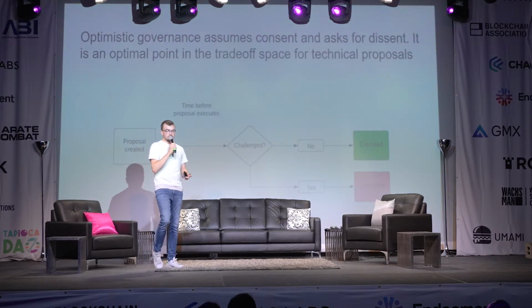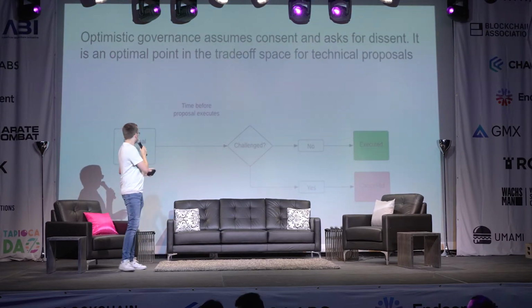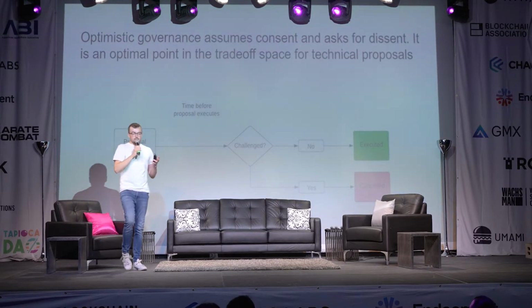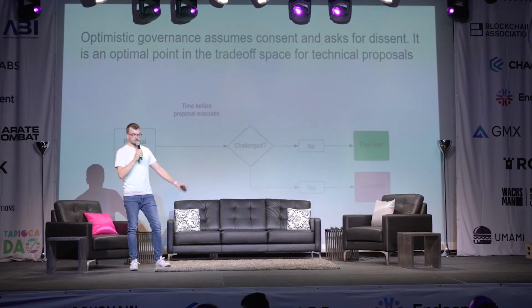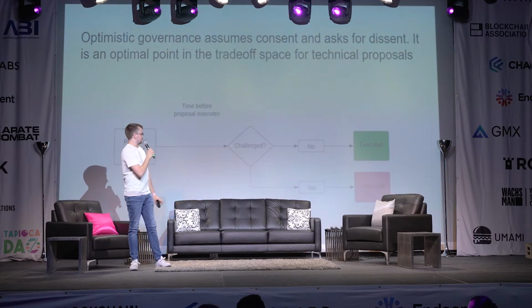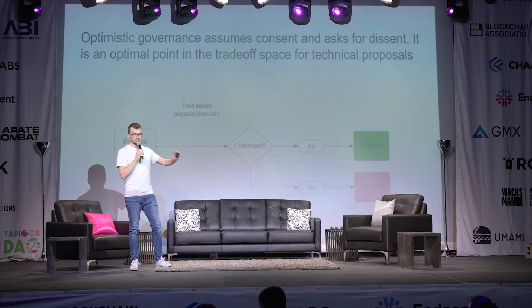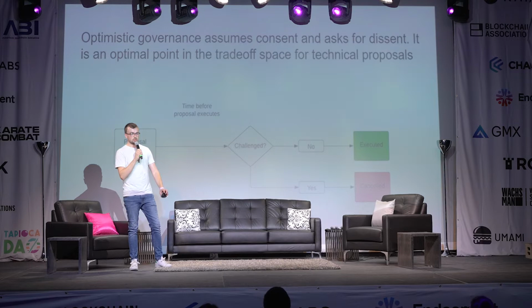So there's a trade-off space. And the way optimistic governance works in this trade-off space is that a community member who's involved in the DAO community will first create a proposal. And then this proposal basically just goes out to the community. And people then have time to think about it, look at the proposal, see if it'll have any adverse effects. And there's a delay before this proposal goes onto the blockchain and does whatever it's going to do. And that delay is super important because it allows people the time to challenge.